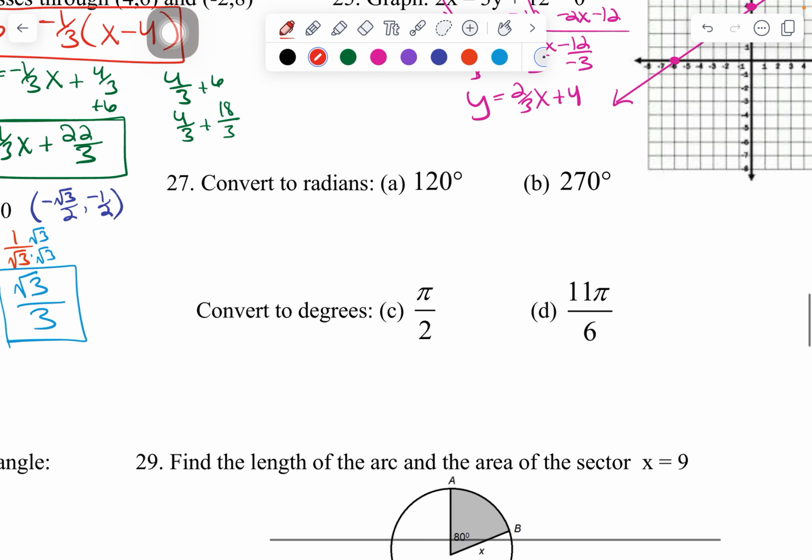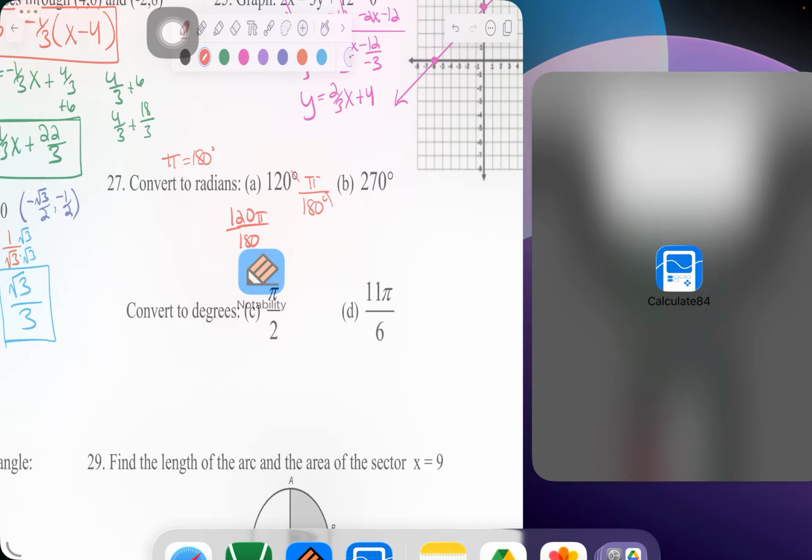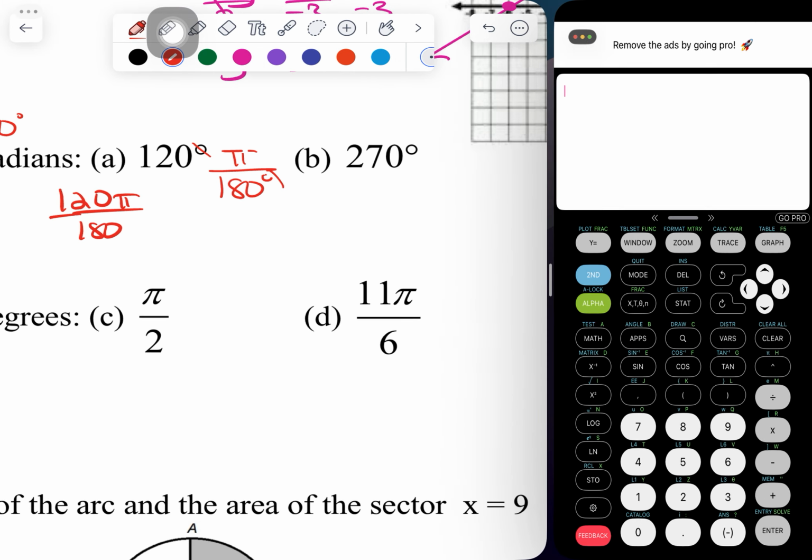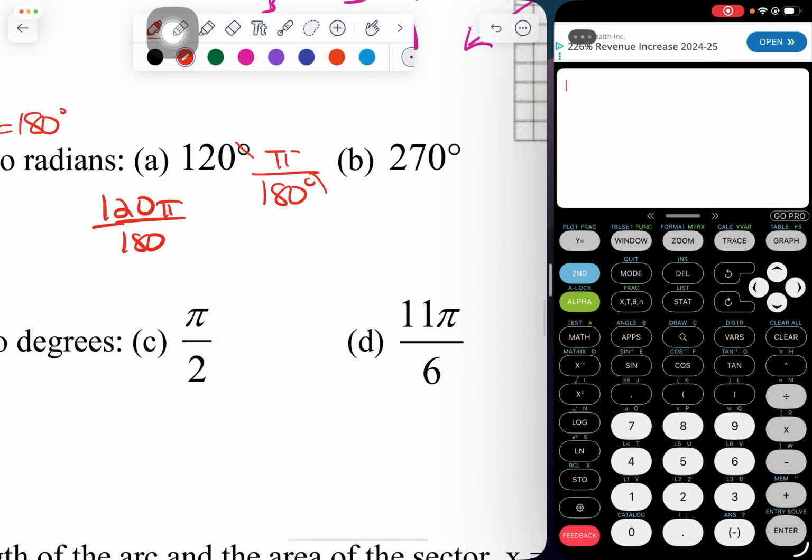Let's see, convert to radians. Well, the conversion is pi is equal to 180 degrees. If I give you degrees, I want pi in the numerator, degrees in the denominator. So fractionally this becomes 120 pi over 180. Let's go ahead and grab a calculator. Let me zoom in so I can leave this up, and I'm going to bring this calculator over just a little bit. There we go. So what goes in the calculator is the 120 over 180. So 120 divided by 180, I get that mess of a decimal, don't like it.